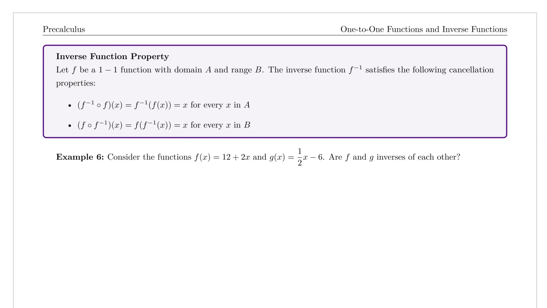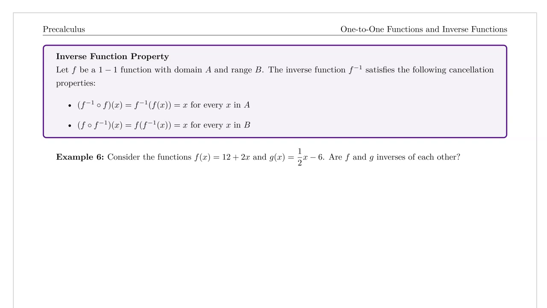The inverse function property says, let f be a one-to-one function with domain A and range B. The inverse function f inverse satisfies the following cancellation properties. So if I compose f inverse with f, that is going to end up simplifying to x for every x in the domain of f, which we called A. And then if I compose it the other way, it'll also equal x for every x in B, which is every value in the range.